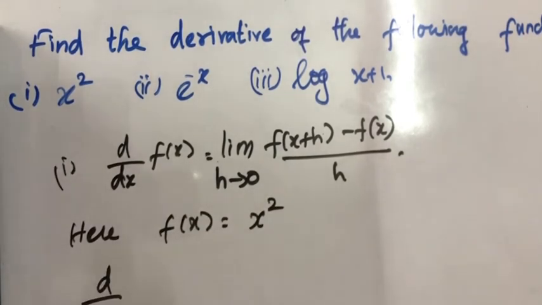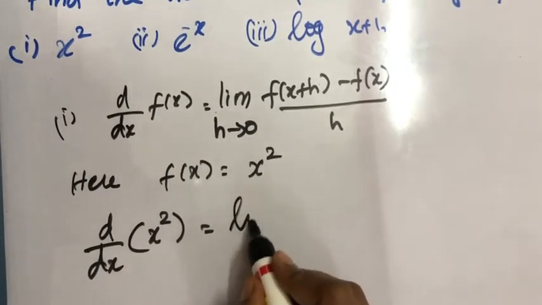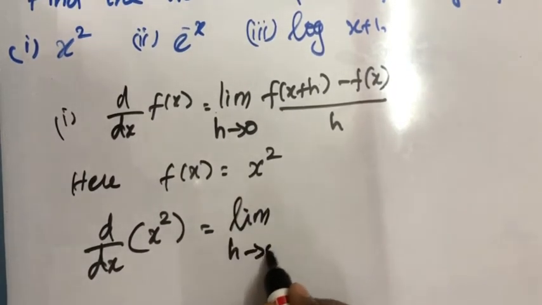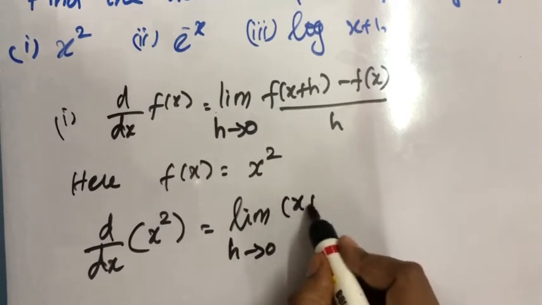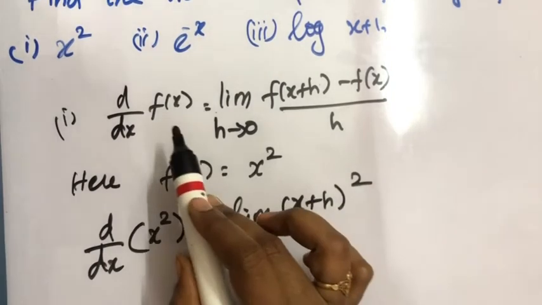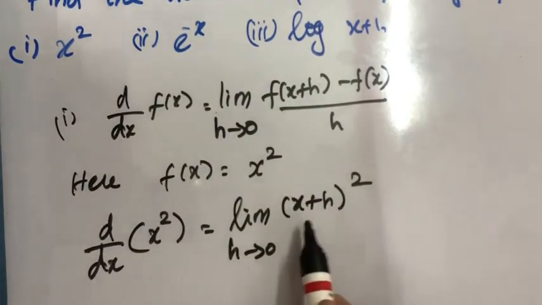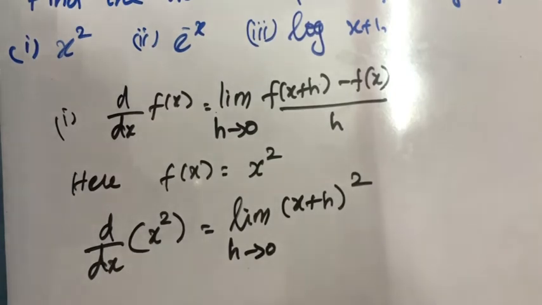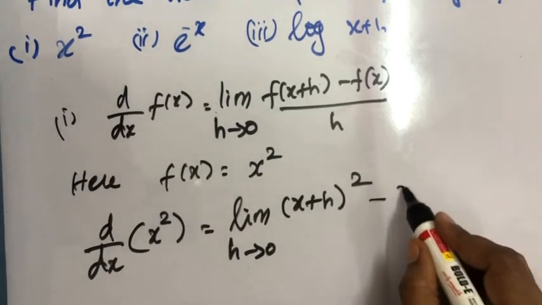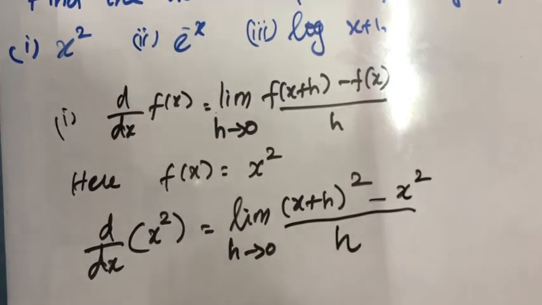So d by dx of x square is equal to limit h tends to 0 of x plus h the whole square, minus x square. For f of x we have to write f of x plus h, so I have written x plus h the whole square minus x square divided by h. Now we have to expand it.